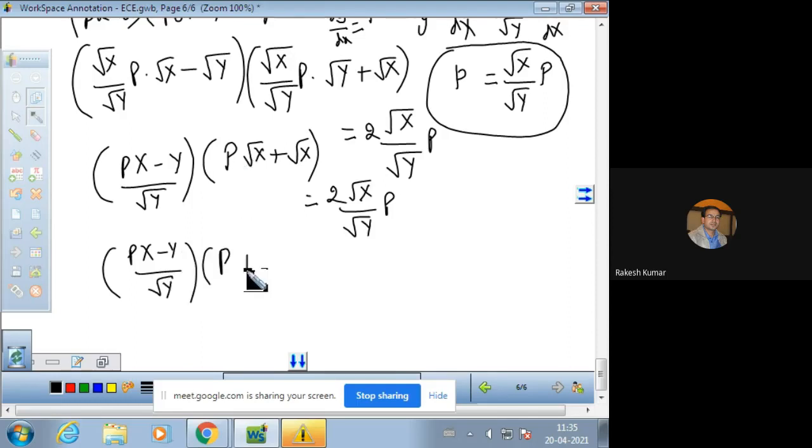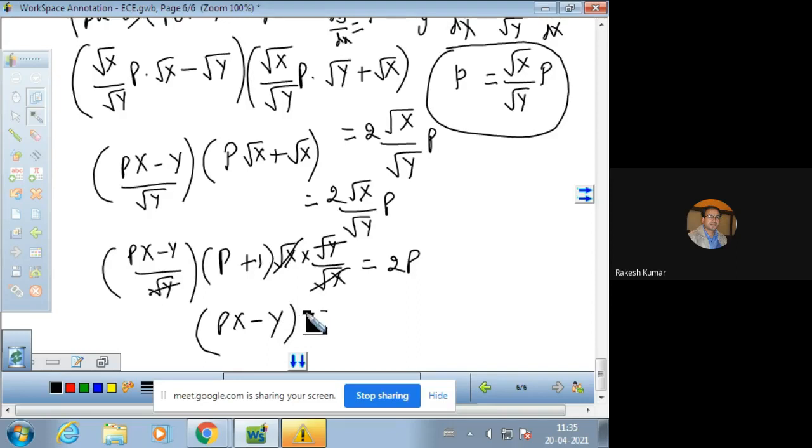Now, this is p plus 1 and square root x can be taken common. Now, this square root x over square root y we shift to the left, and this becomes square root y over square root x, and on the right hand side you will have 2p. Now square root x is cancelled, square root y is cancelled. So you will have px minus y, and the p plus 1 is there. You will have equal to 2p.